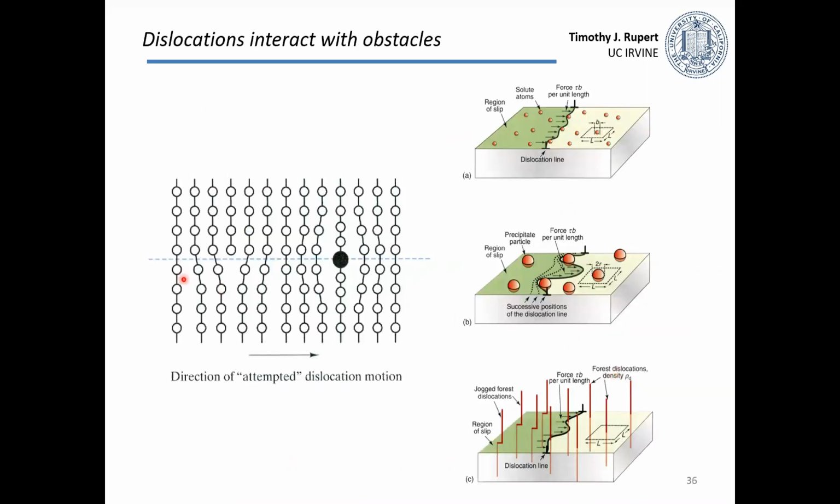And this is just showing as the dislocation moves, it's going to have to get past that obstacle, okay? Those can be small little solutes within my lattice. They can be a big second phase particle, or they can be, this is showing a bunch of dislocations in the vertical direction that this black dislocation has to move past to give me plastic deformation.